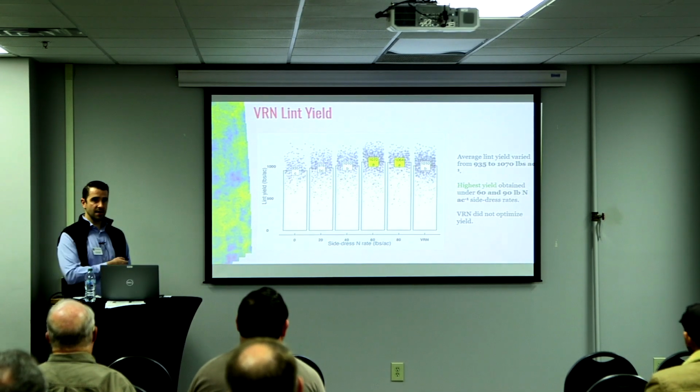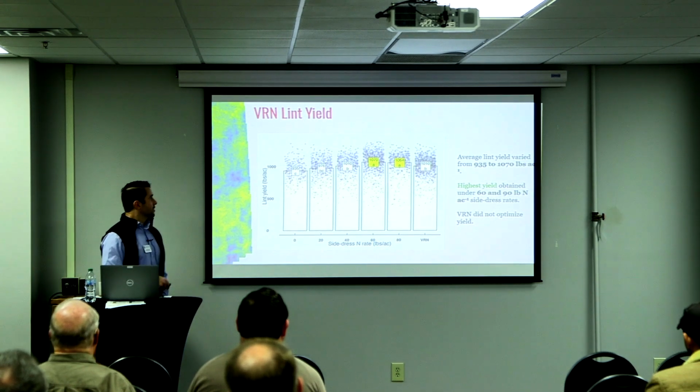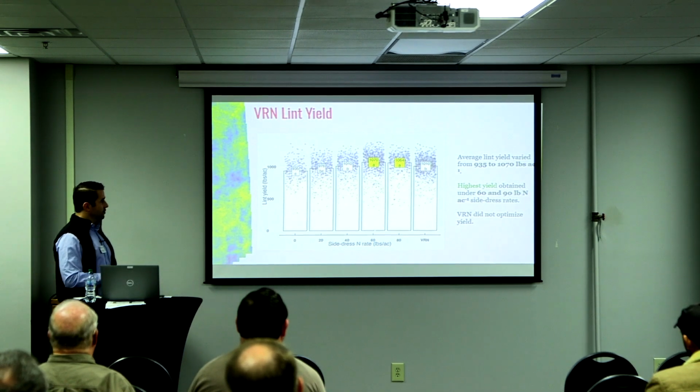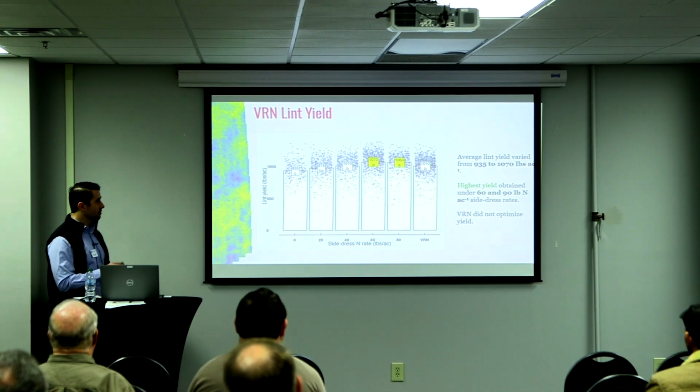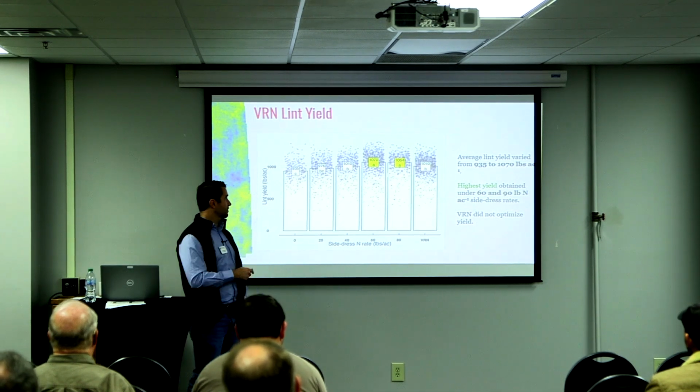It was varying depending on what parts of the field it was going. Everything else was applied at fixed rates. So what we see here is that his actual traditional rate of 60 pounds of N per acre and a higher rate of 80 were the only two treatments to optimize yield. So the highest yields were coming from that.